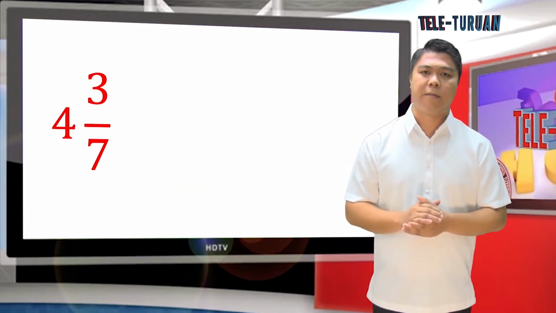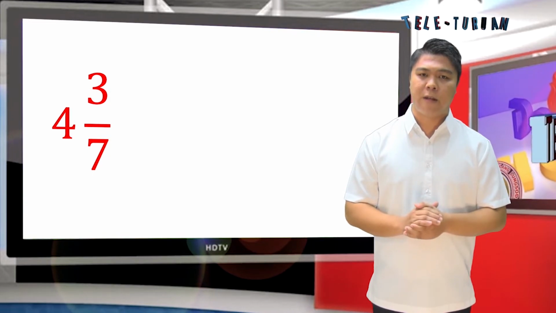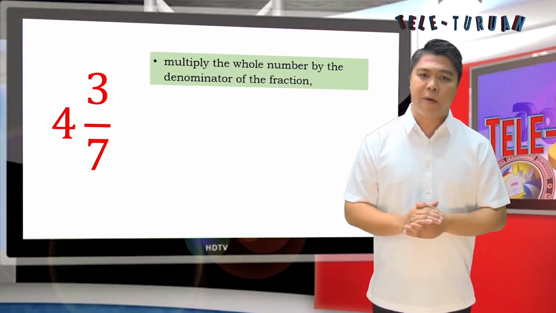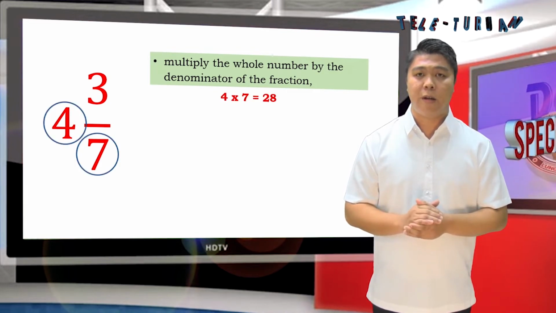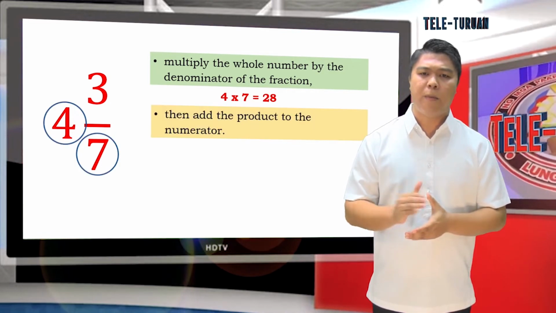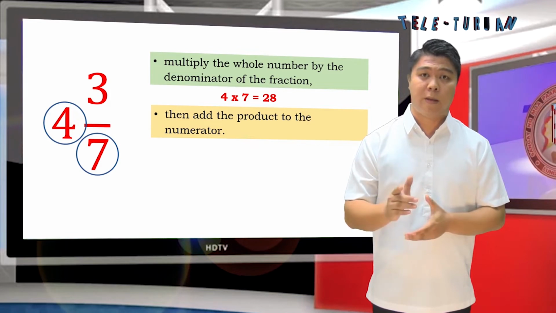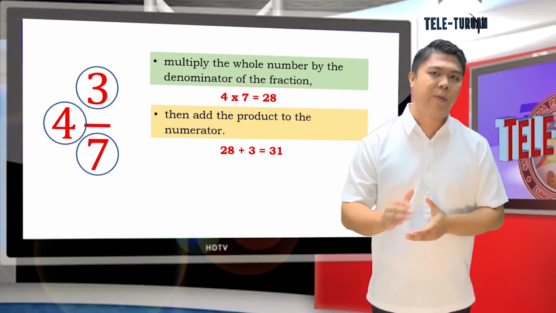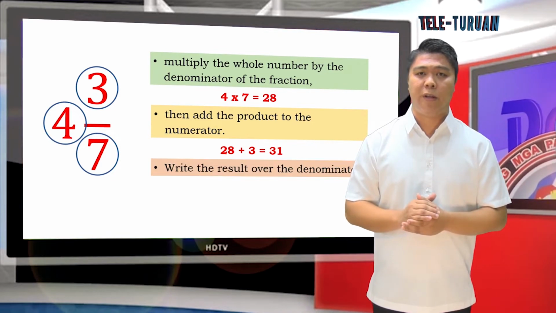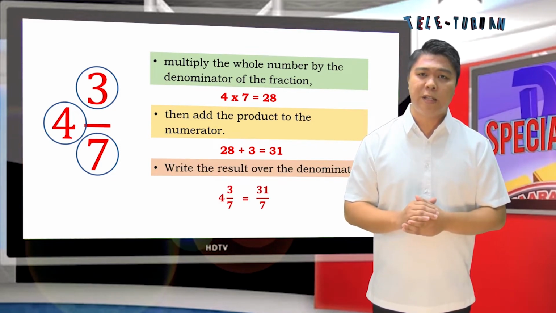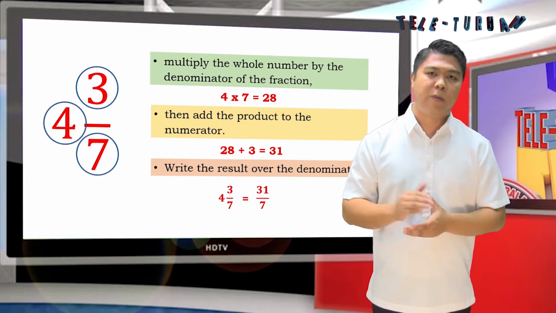Another one. 4 and 3/7. Multiply the whole number by the denominator of the fraction. 4 times 7 is 28. Then add the product to the numerator. 28 plus 3 is? Very good, 31. Write the result over the denominator. 4 and 3/7 is equal to 31 over 7.